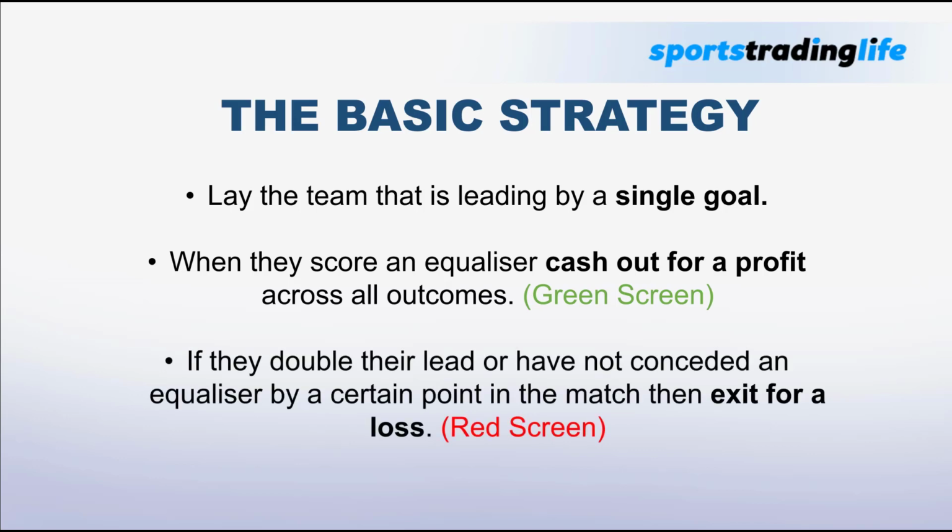Now, if the team we've opposed, if the team that is winning then goes on to double their lead, or if they haven't conceded an equaliser by a certain point in the match, then we're going to exit for a loss and we're going to have to take a red screen. This is the most basic strategy, and to be honest, I think one of the main reasons a lot of novices go wrong with this strategy is because of this second part.